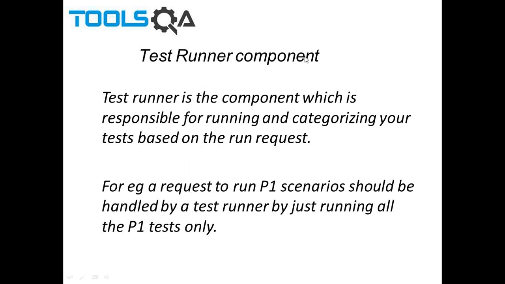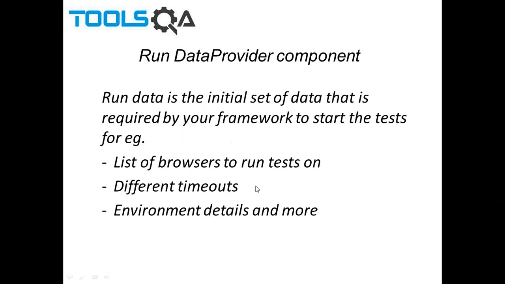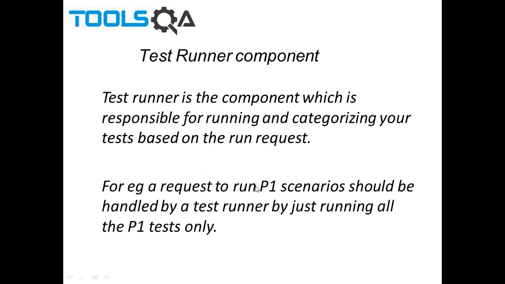So the test runner knows where the tests are. The first thing it knows is where the tests are. The second thing it knows is how the tests are categorized, so that it can pick the right tests. It can pick only the P1, it can pick only the P2, or it can pick only the integration, and whatever way you have categorized your tests, right? So this is what a test runner component does.